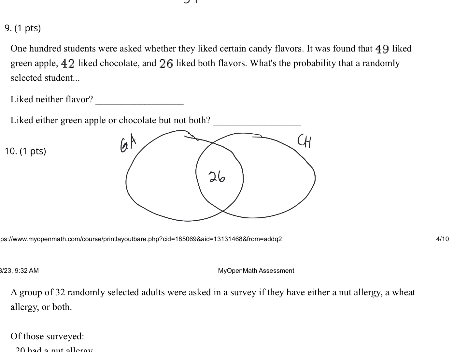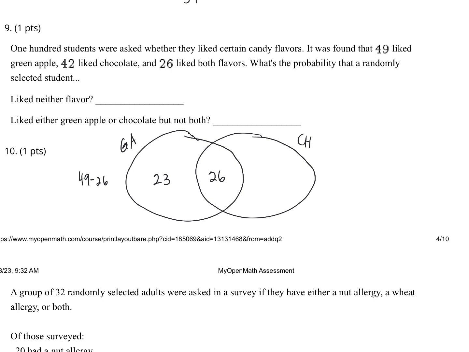If you know that the whole circle on the left, the green apple, has to be 49, you can take 49 and subtract off the 26 that's already in that piece and see how many people are left, which is 23. So now you know that 23 only liked green apple and do not like chocolate. 26 like both green apple and chocolate. And then adding the 23 and the 26 gets you that 49 that like green apple.